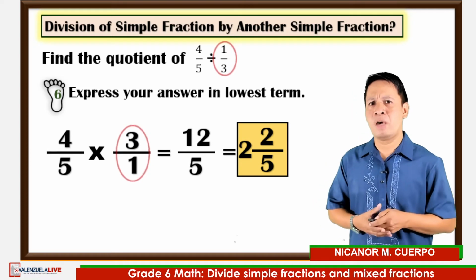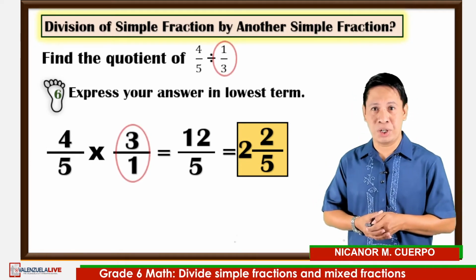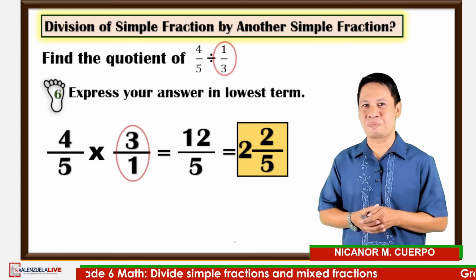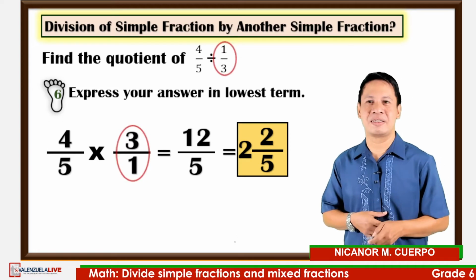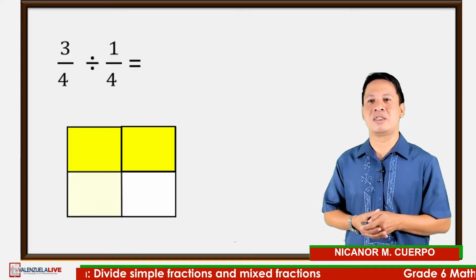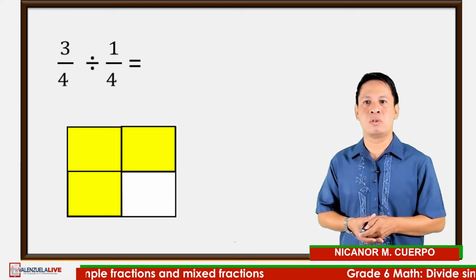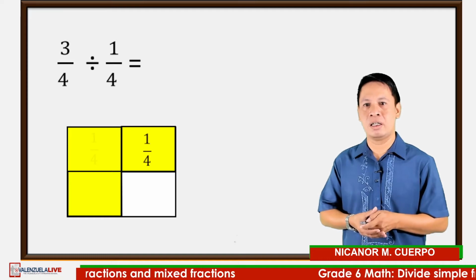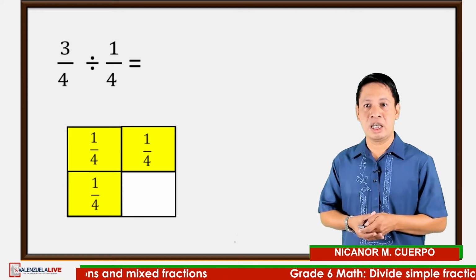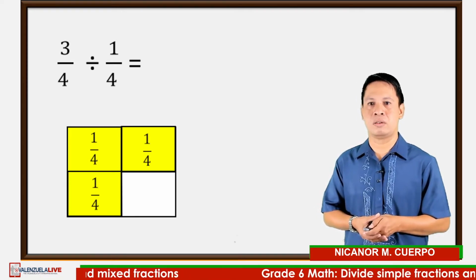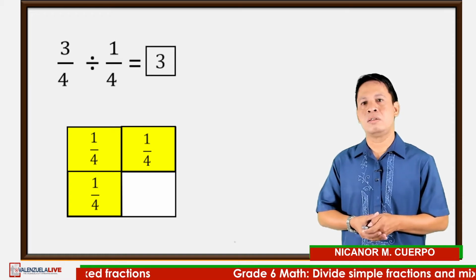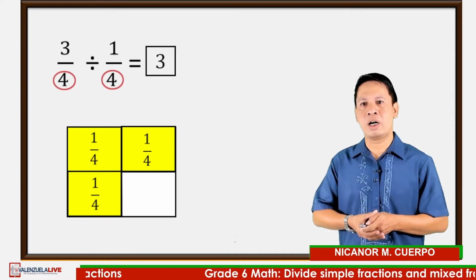Now, have you ever wondered why we flip or invert the second fraction? Sounds interesting, right? Let's go back to basics. If you are asked to divide 3/4 by 1/4, we can easily determine that there are 3 1/4s in 3/4. Now, take a look at their denominators.